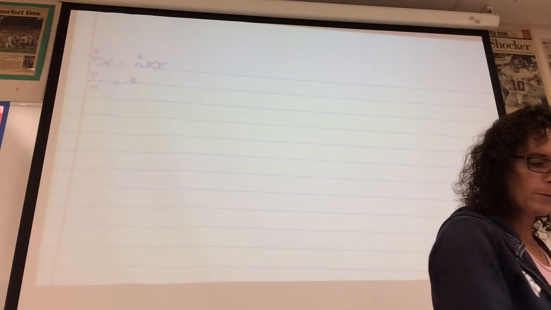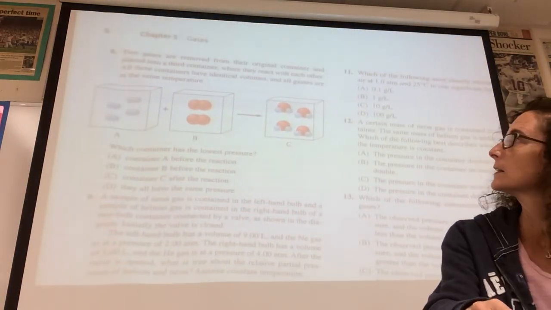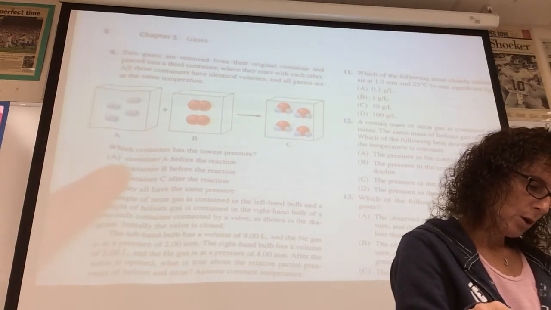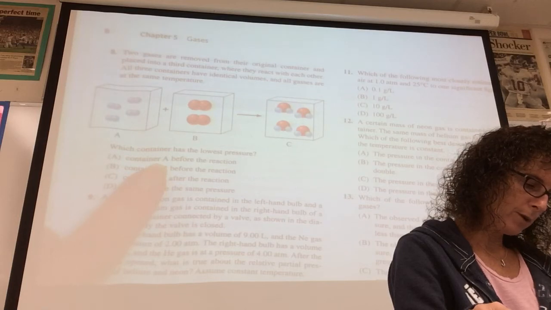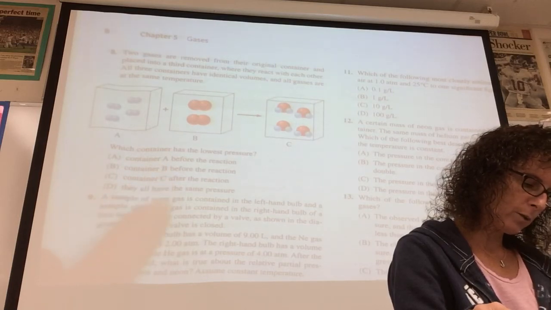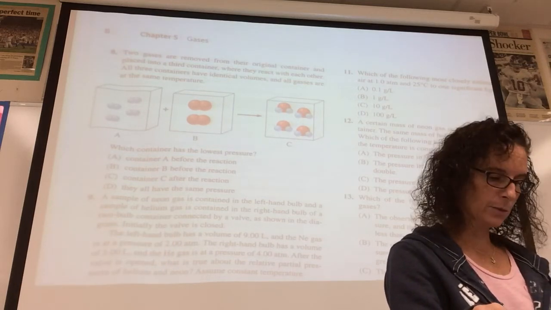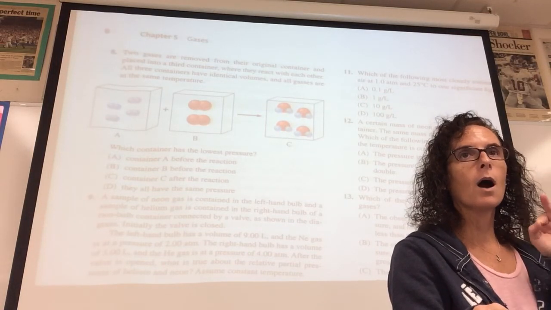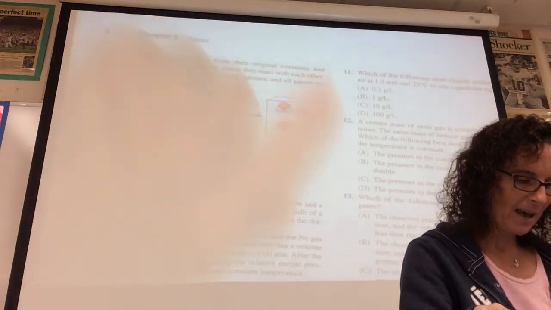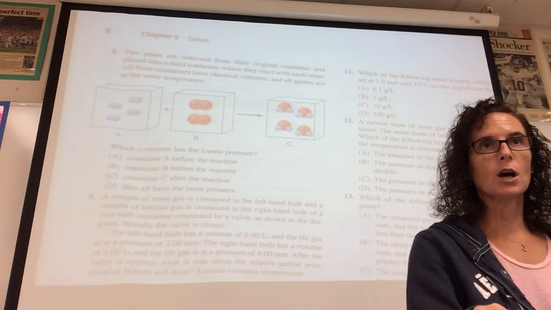So if pressure and moles, we have a couple minutes, guys. If pressure and moles are directly related, which container has the lowest pressure? A before the reaction, B before the reaction, C after the reaction. They all have the same. B is correct because it has the fewest number of moles. That's how it gets trickier than just plug and chug away.